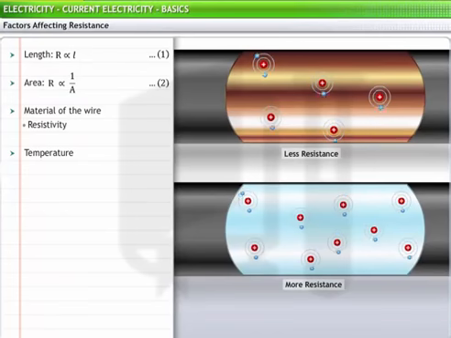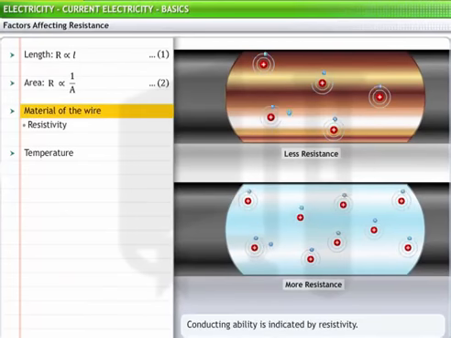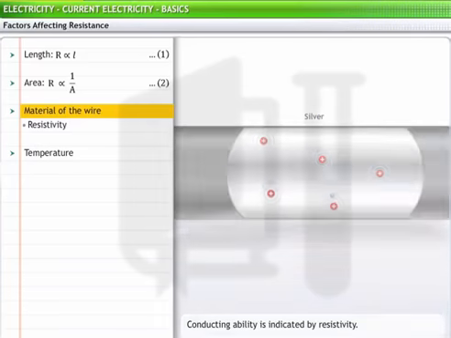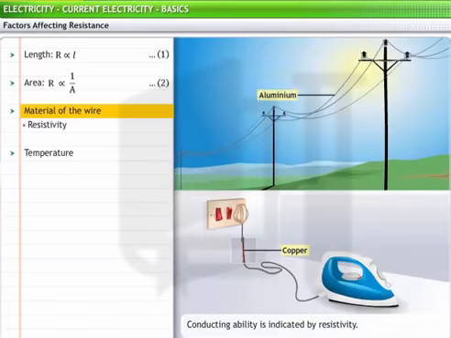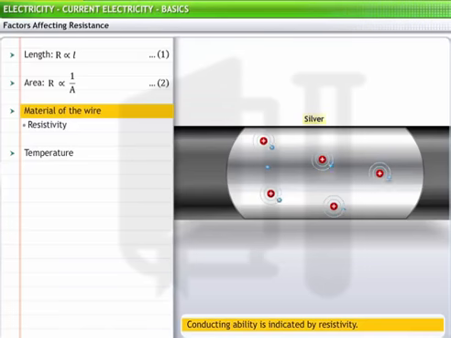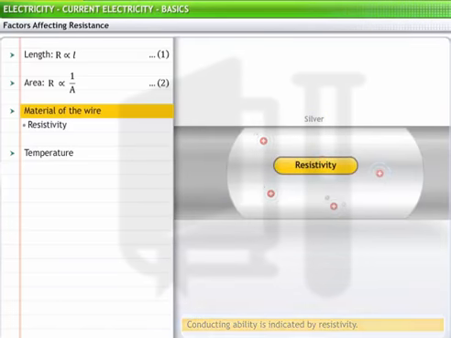The third factor that affects resistance to charge flow is the material that a wire is made of. Some materials are better conductors than others and offer less resistance to the flow of charge. For example, silver is the best conductor. However, silver is never used in wires of household circuits, as it is expensive. Copper and aluminium are among the least expensive materials with suitable conducting ability to permit their use in wires of household circuits. The conducting ability of a material is often indicated by its resistivity.